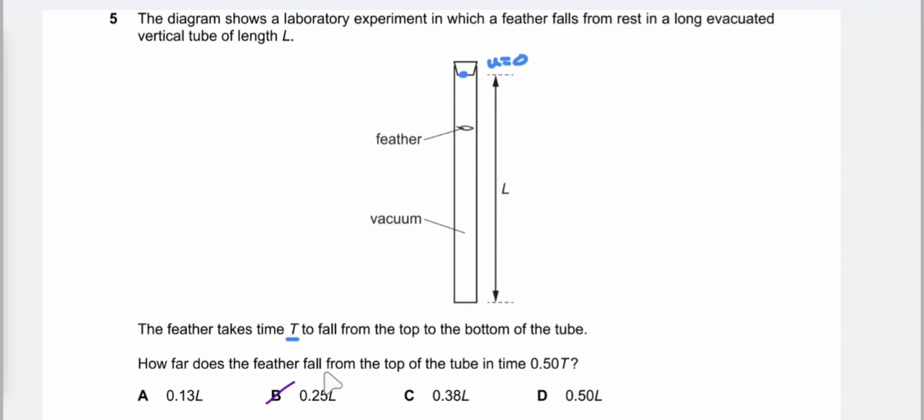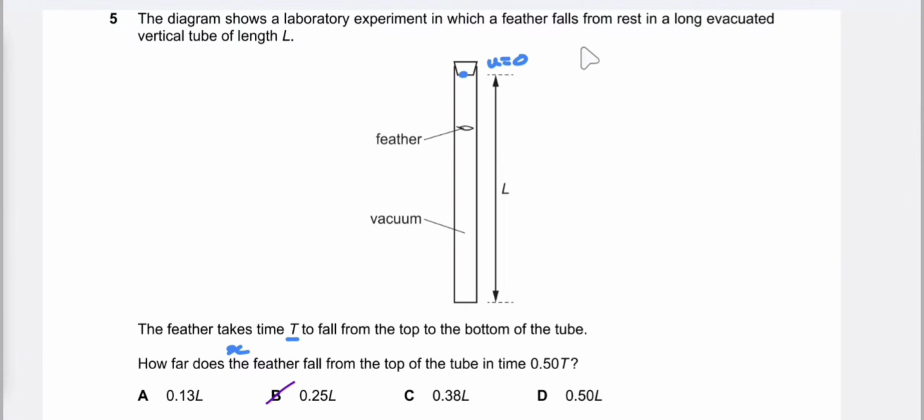How far does the feather fall from the top of the tube in a time of 0.50 T? So we have been given the value of time and we need to find how far the feather falls from the top. So we define this distance or the displacement from the top as x.